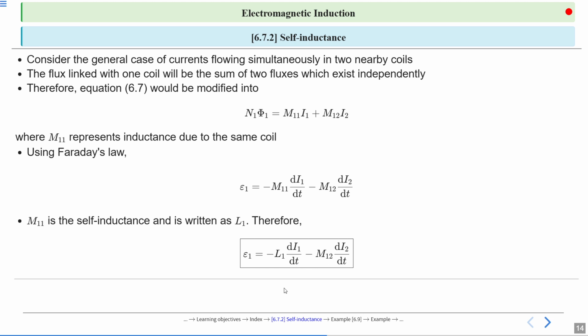In yesterday's class we discussed that epsilon 1, the EMF induced in the first coil due to the current flowing through another coil, will be equal to minus M12 di2 upon dt. That thing only, we have discussed. Now current is flowing through the same coil also, due to which self-induction, or we can say self-inductance, also came into play. So this expression for flux linkage and EMF induced will be modified accordingly. Got it?